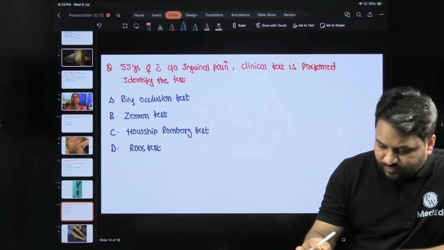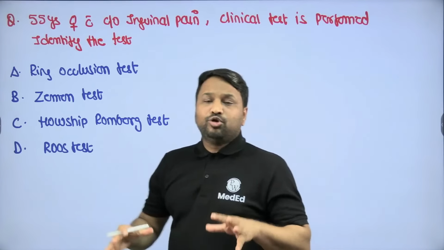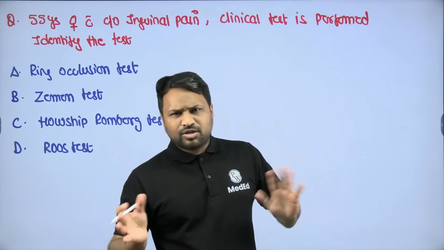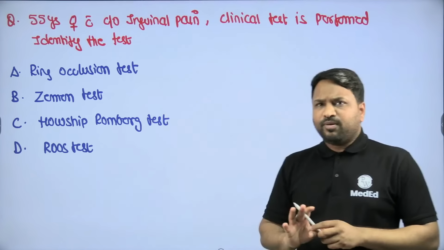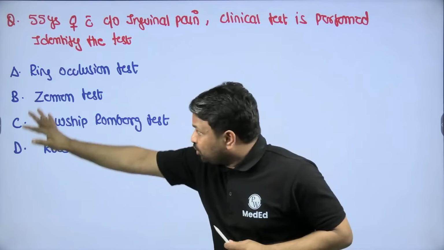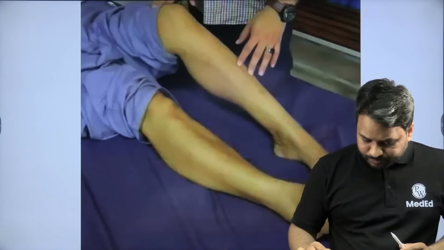So I'm going to show you the video and I want you to identify. A 55-year-old female presented to you with pain in the inguinal region. There's no swelling, nothing, right? And that pain is also intermittent. Now the clinical test is performed. Based upon the clinical test, I want you to identify what test we performed, all right? So let's go into the video.